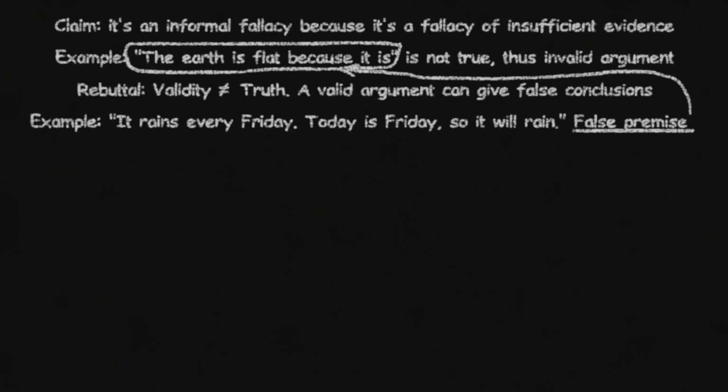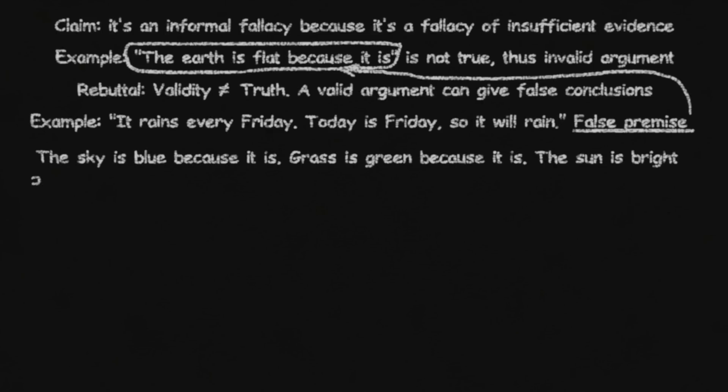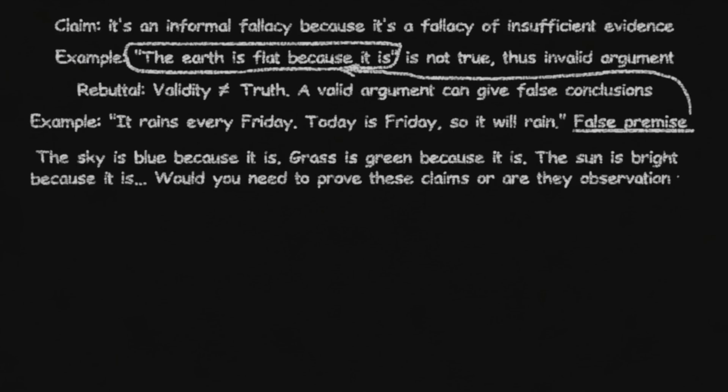Not only that, but for example in statements like the sky is blue because it is blue, grass is green because it is green, and the sun is bright because it is bright, for reasons we will touch on later, the fact that the sky is blue is sufficient evidence to conclude that the sky is blue. Grass being green means that it's green, and we can know that the sun is bright because it is. Likewise, even some sources say that circular reasoning can be valid.